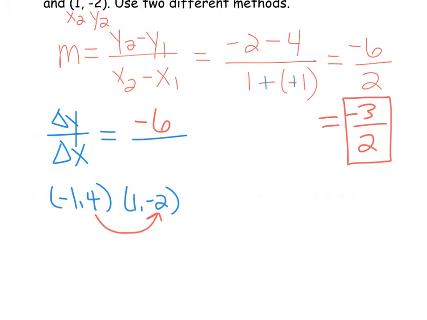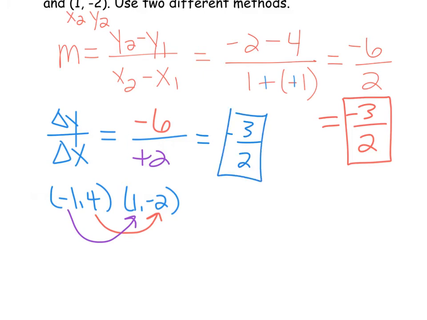And then we're going to do the same thing for x. How does x change? What is delta x, the change in x? How do I get from negative 1 to 1? You would have to add 2. So it's plus 2. Your change is increasing by 2. And then all we have to do is reduce that. So again, we get negative 3/2.